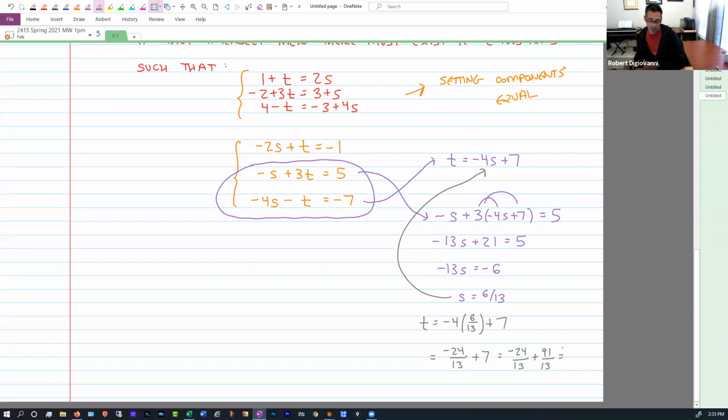67. I think it's 67 over 13. I know I've got some really sharp arithmetic students in here. Is that okay with my arithmetic there? Yeah. Okay, so we have what S and T are, right? This is T. All right, so it may appear right now that we have found what S and T need to be where these hit each other, right? But there's a problem. What's the problem?